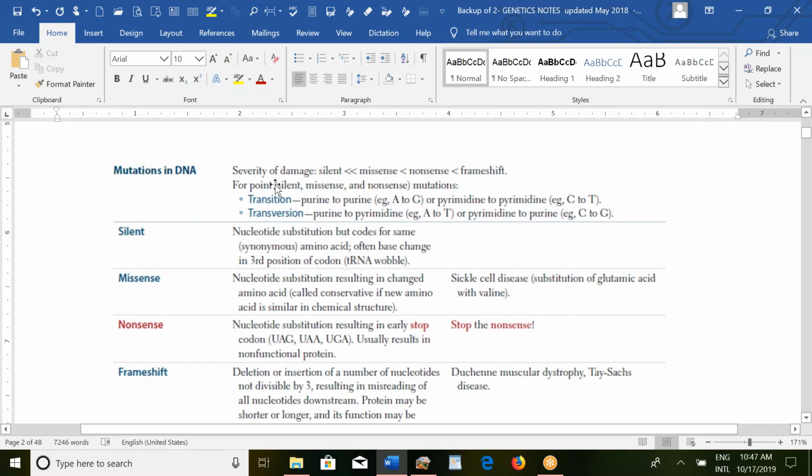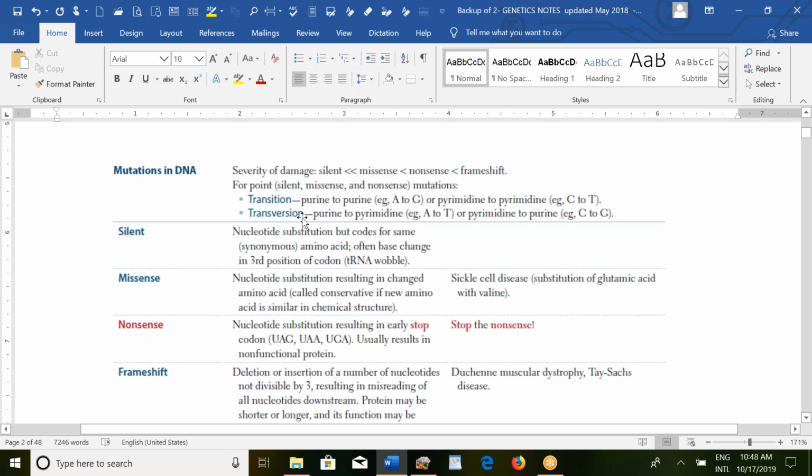If we talk about the severity of damage, then we should know silent mutations are less harmful than the missense. These are less harmful than the nonsense, and they are less than the frame shift. Four points: silent, missense, and nonsense mutations. The transition can be from purine to purine, for example, A to G or G to A, or pyrimidine to pyrimidine, for example, C to T.